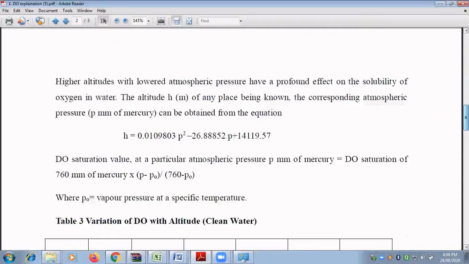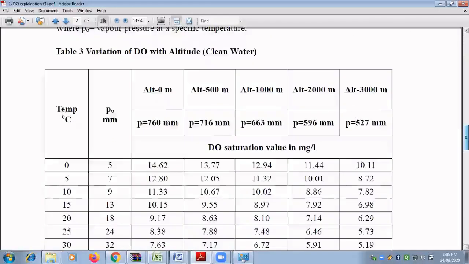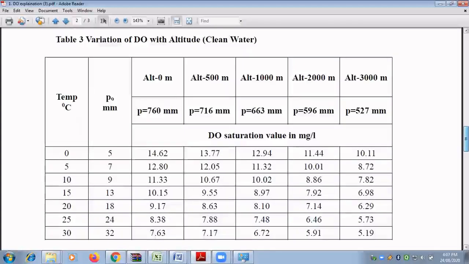Let's move ahead and find out the variation of DO with altitude. Right now, we have to understand what happens with the altitude. What is the effect of the altitude on the oxygen concentration in the atmosphere? When I'm at a normal altitude, the density of the air is on the higher side, right?